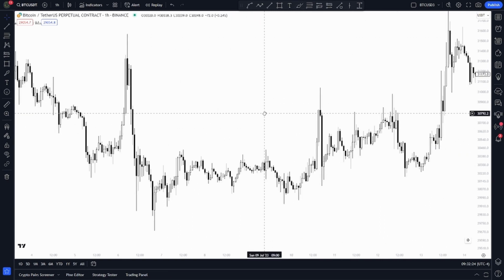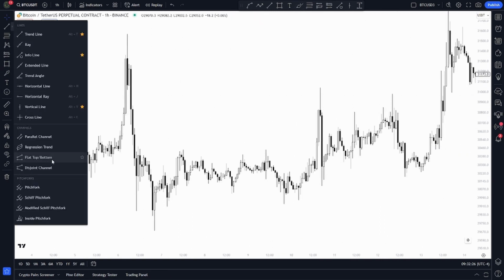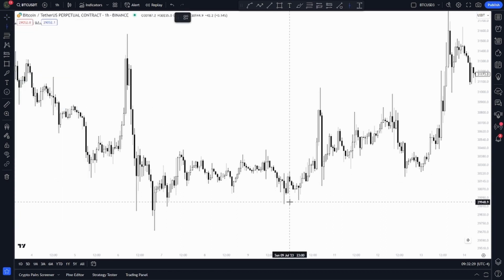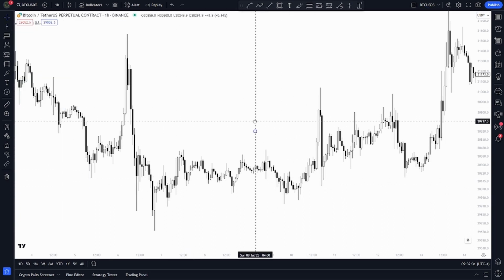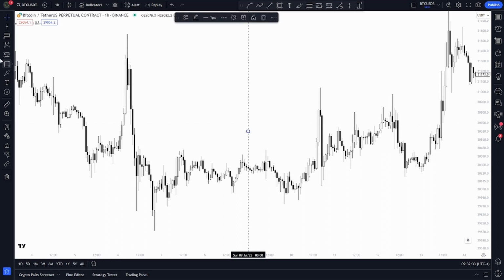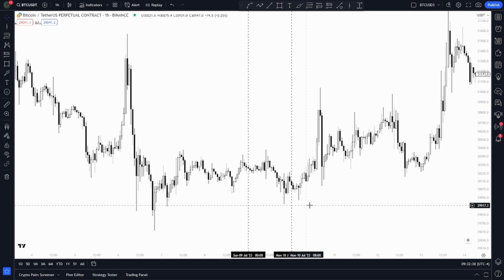Let's look at the second date here. It was the 9th and 10th of July, which was forecasted as a daily bottom.